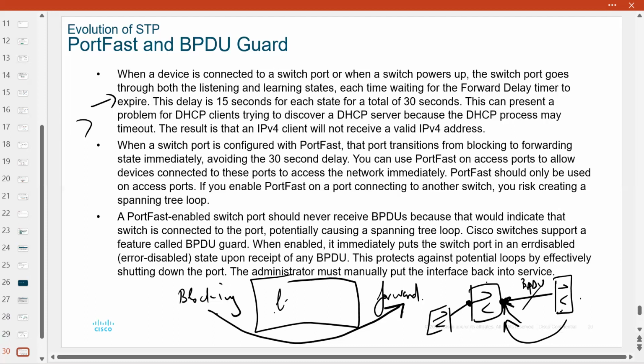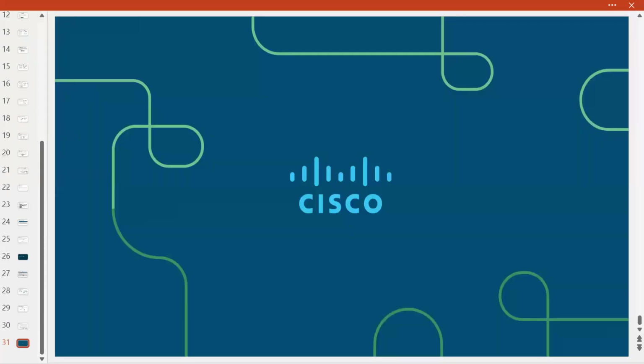As long as it's being used as an access port, a PC does not send BPDUs. So it bypasses the listening and learning states. And basically that's what PortFast and BPDU guard is. Right. And with that, we come to the conclusion of STP.